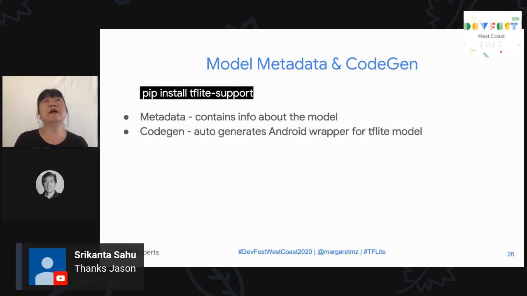So I will talk about the metadata and the CodeGen briefly. You will use pip install tflite-support, this library. It will provide you with two functionalities. One is metadata, which will contain information about the model. I didn't include the details here, but you can run it through a command line script.